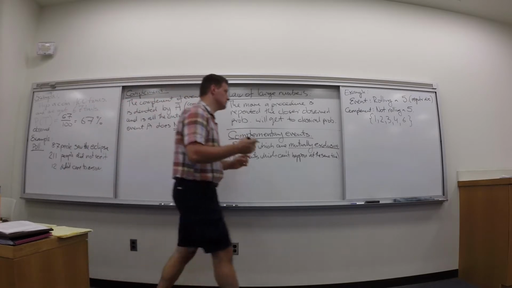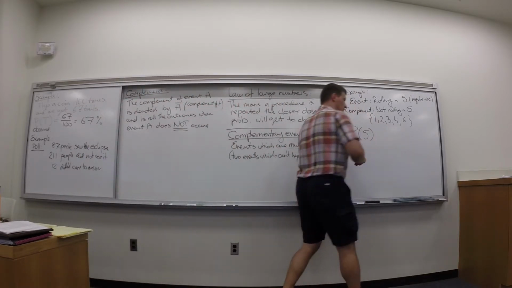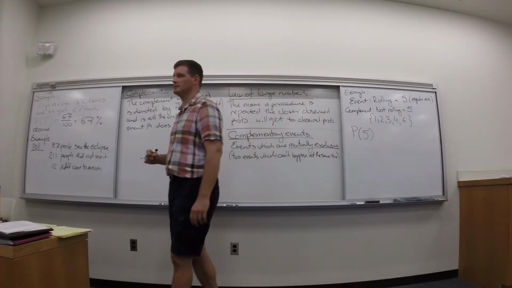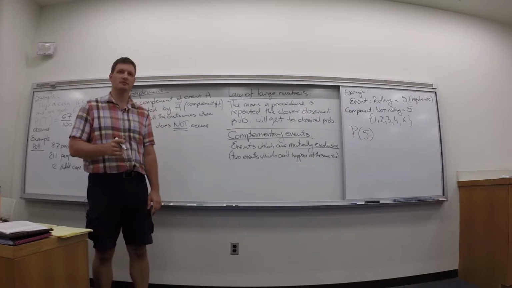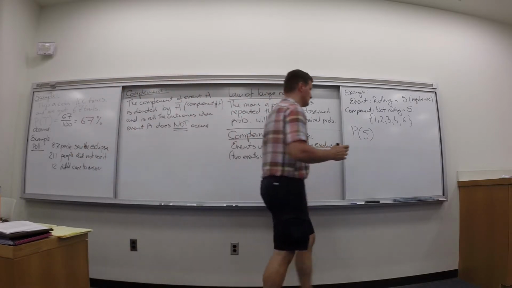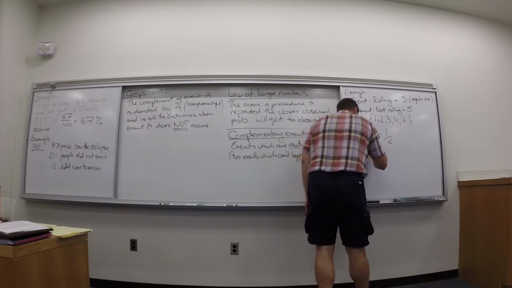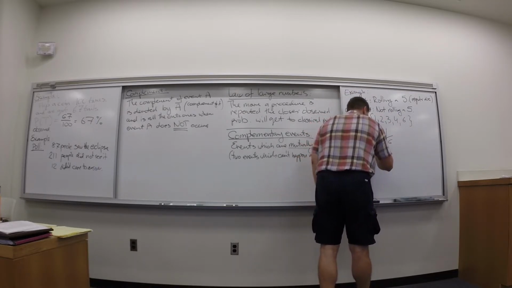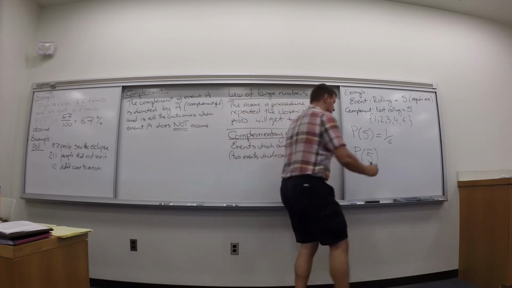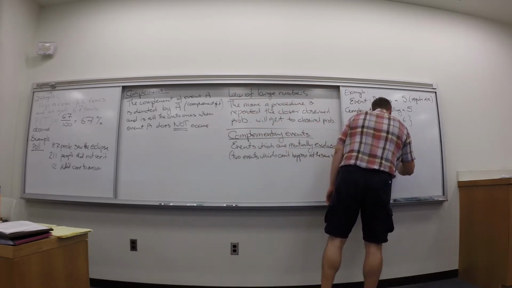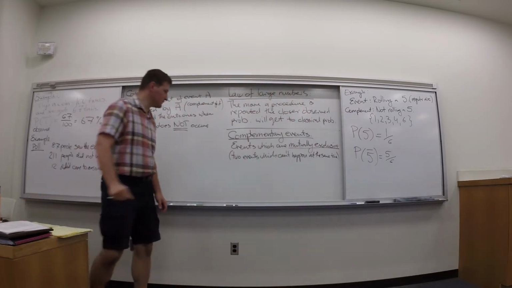All right, well, so what's the probability of the event happening? What's the probability of rolling a 5? 1 out of 6. Easy. How about probability of the complement of 5? 5 out of 6. Oh, guys, too easy. I have to up it up. All right.